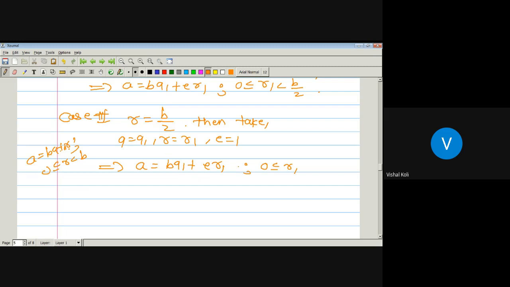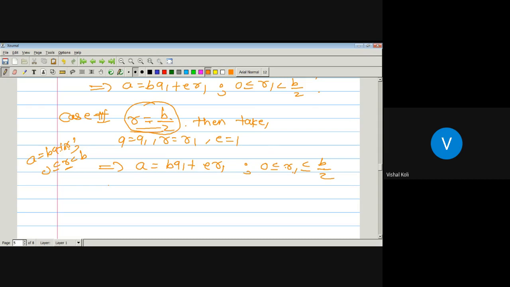Since R is equal to R1, now 0 is less than or equal to R1. This R is nothing but R1, and which is less than or equal to B by 2, since R is equal to B by 2. So whenever we divide, B minus R is nothing but B by 2 only. So in that case also R1 is less than or equal to B by 2. Since R is equal to B by 2, R is strictly less than B, but it is equal to B by 2. It means R is less than or equal to B by 2. But R is equal to R1, so R1 is less than or equal to B by 2.